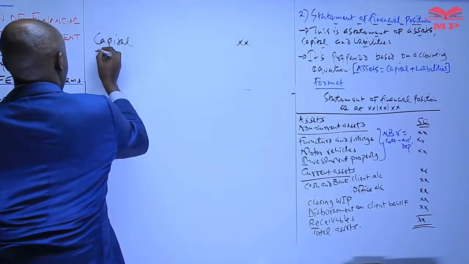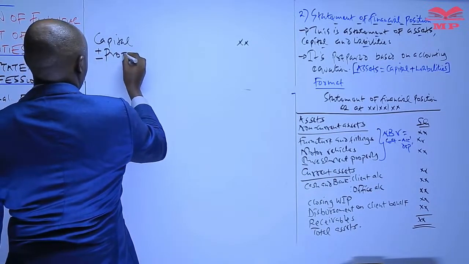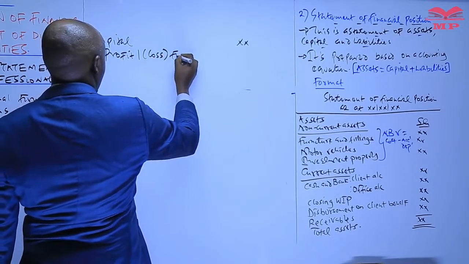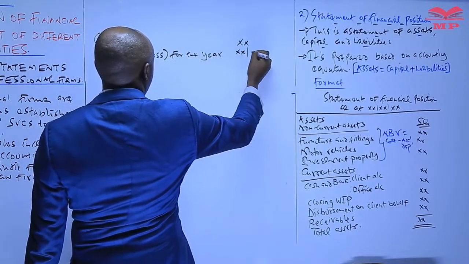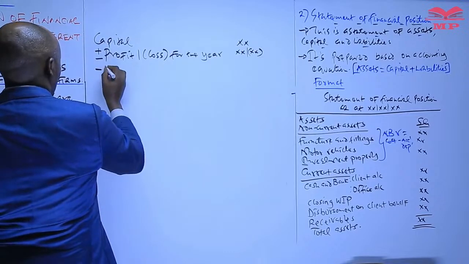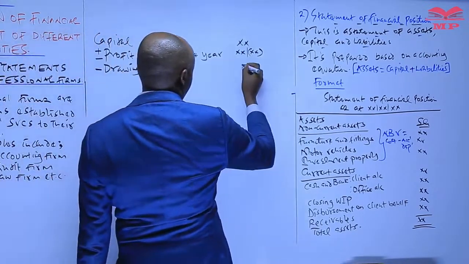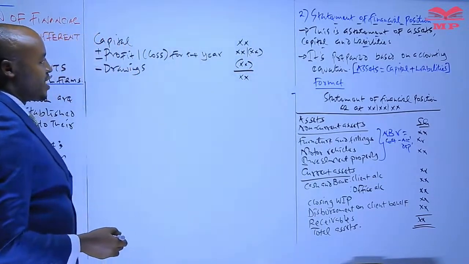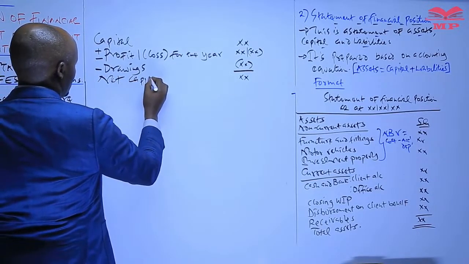So we start here by recording capital. Then to this capital we add or minus, plus or minus, the profit or loss for the year. A profit is added to that capital, whereas a loss is deducted. Also, if you are given drawings, basically this refers to any amount of money which is taken by the partners of a professional firm for their personal use. And then what we get here is the net capital.